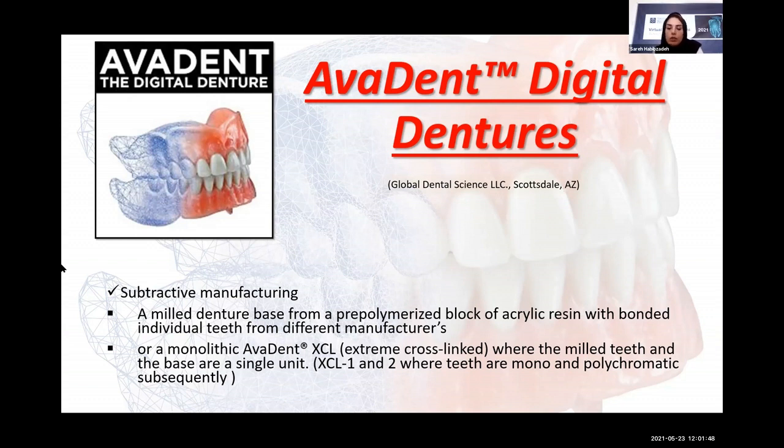And we have separate materials for these. For example, for the base, we have pre-polymerized PMMA, and for the teeth, we have an extremely cross-linked resin. And these two will be actually built as a single unit. And we have mono and polychromatic options for the denture teeth as well.